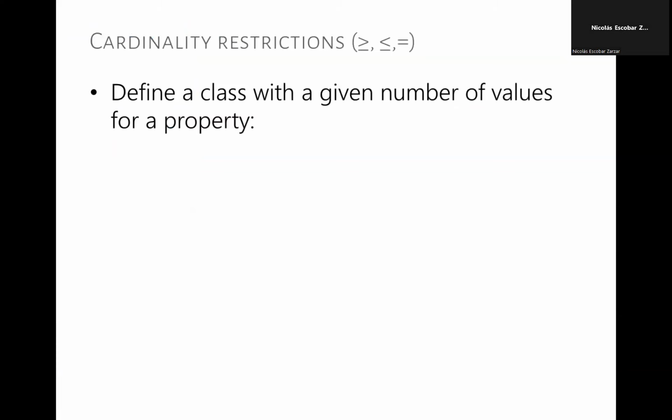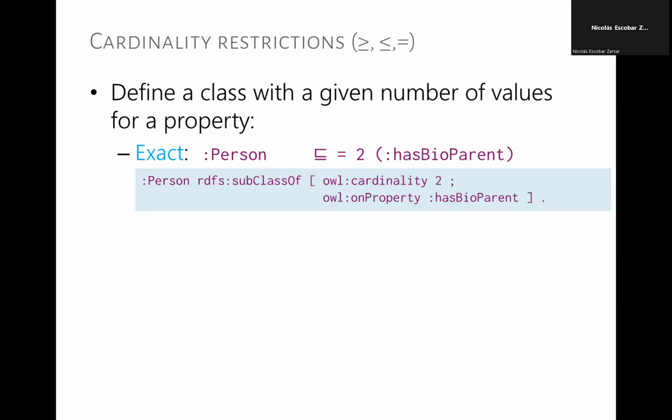And we have two classes of definitions to finish. We have cardinality restrictions, two different types. So the first type of cardinality restriction, we can define a class with a given number of values for a property, and we don't care about what those values are in particular. So we have exact cardinality, where we say that a person is a subclass of those things that have precisely two biological parents. So this is our class definition here, the class of entities that have precisely two biological parents.